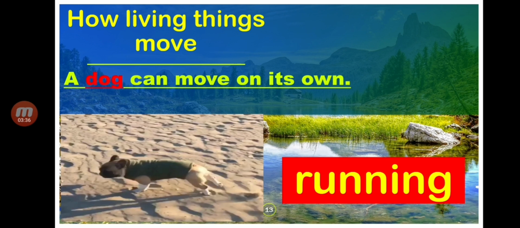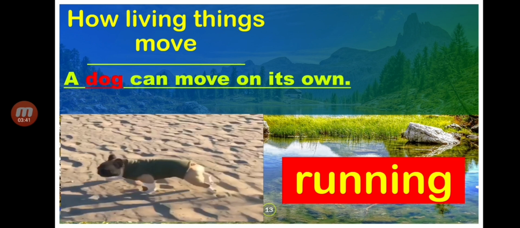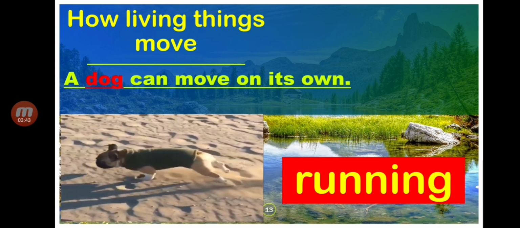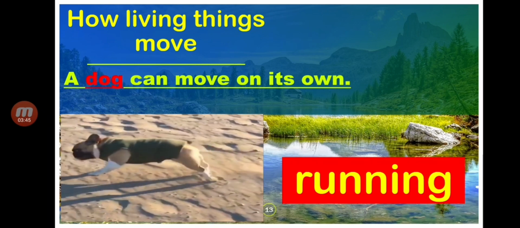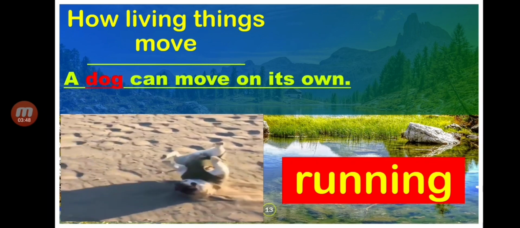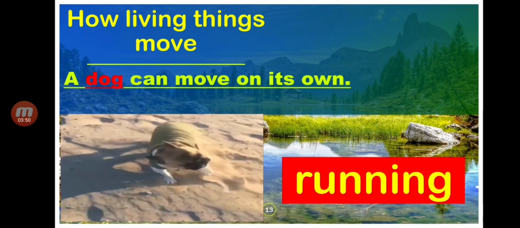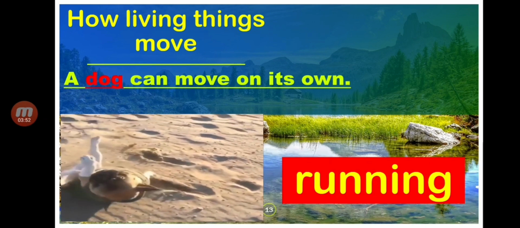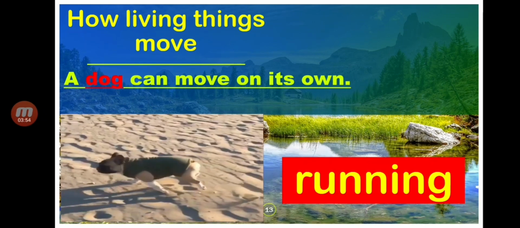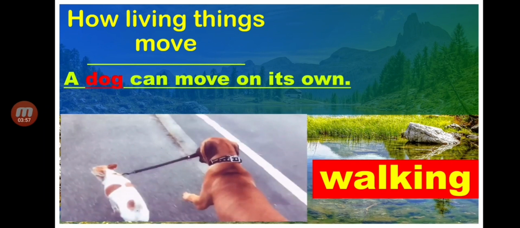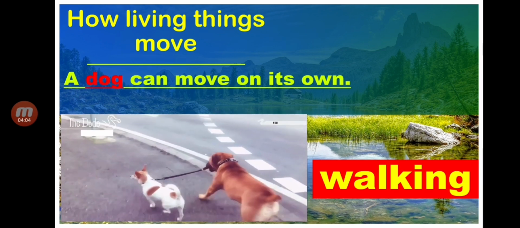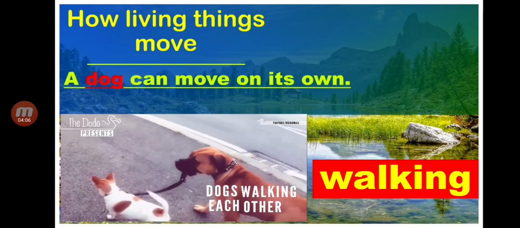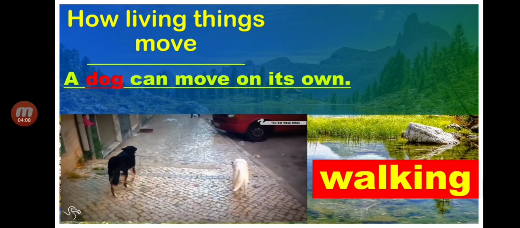Now, how living things move. First, a dog can move on its own by what? Running. Just like this. Look at that dog. The dog is running. That dog can move on its own, right? Next, a dog can move on its own by walking. Very good. Look at that. That dog can walk on its own, right?